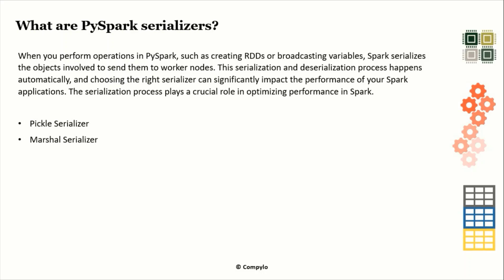Data transferred over the network, to disk, or memory needs to be serialized, and PySpark provides serializers for this task. Let's discuss two main types of serializers. First is the pickle serializer and second is the marshal serializer. Pickle serializer utilizes Python's pickle module and can handle nearly all Python objects. Marshal serializer offers faster performance than pickle serializer but supports a more limited range of object types.